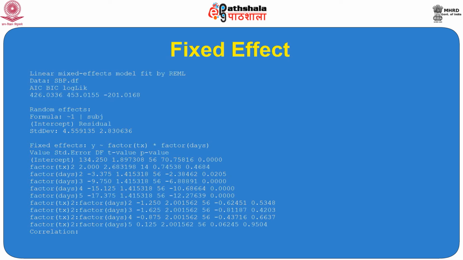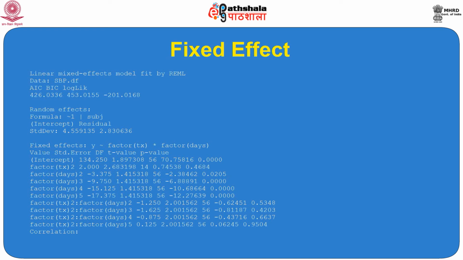Again, days 3 shows that it is having high significance in comparison to day 1. Day 4 again shows that it is having highly significant reduction of systolic blood pressures in comparison to day 1, and the corresponding regression coefficient for day 4 is coming minus 15.125, standard error 1.41, t value minus 10.68, and p value 0.00. And for days 5 it's coming again minus 17.37, and again it is also a highly significant reduction of SBP value.